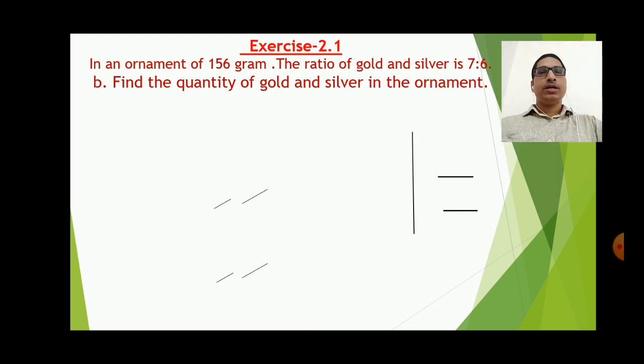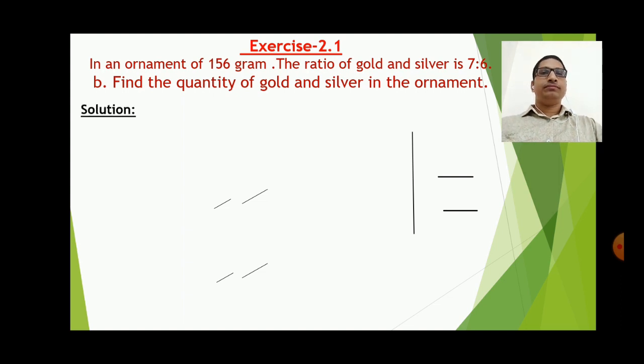Now students, our question number B. What is the question? Find the quantity of gold and silver in the ornament. Look at here. Here given total amount 156 gram and given their ratio. Now we will find out separately their amount.